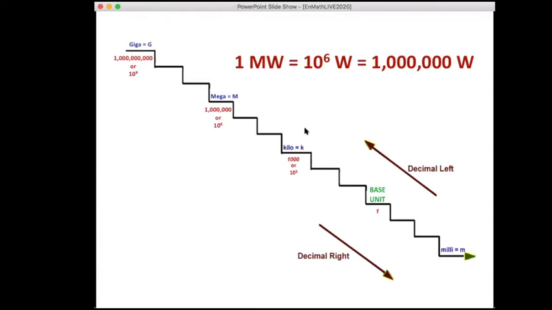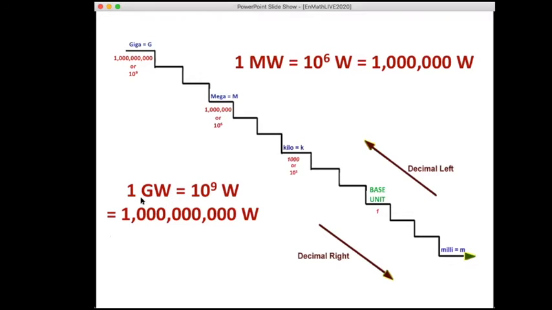6 zeros. All right, if we keep going, if we are measuring the energy production of the entire country, well, even megawatts isn't going to cut it. And so we can go exponential here. Another 3 steps takes us to the prefix giga, and we've now gone from 1,000,000 watts to 1,000,000,000 watts in just 3 steps. All right, so we go from 1 watt to 1,000, 1,000,000, and 1,000,000,000, just like that.